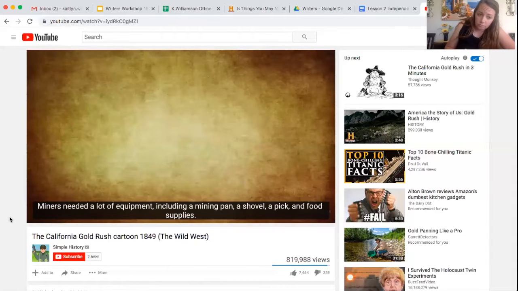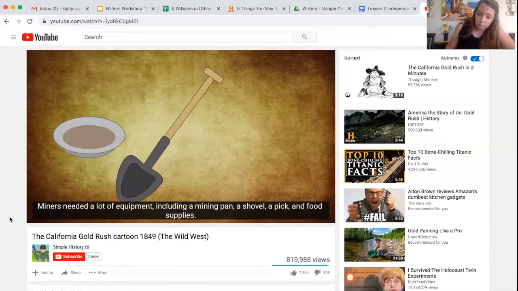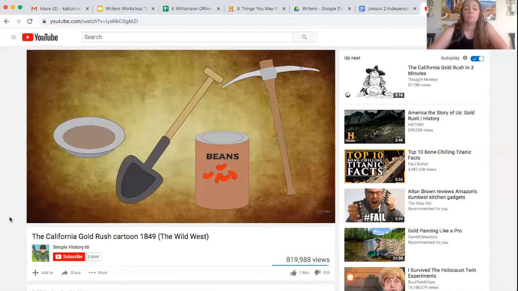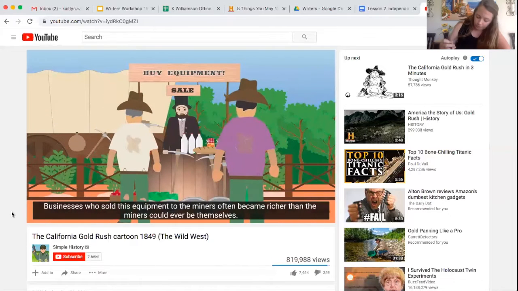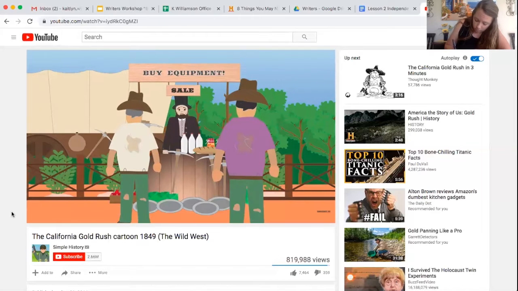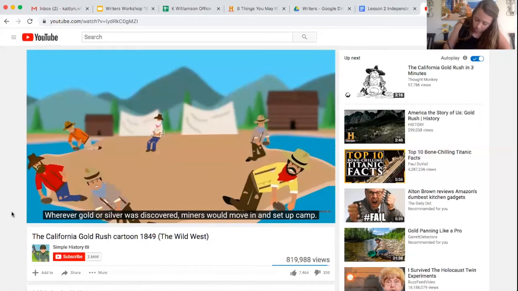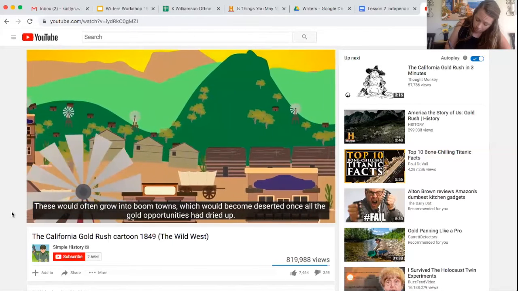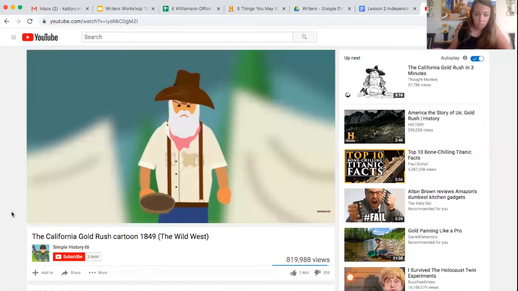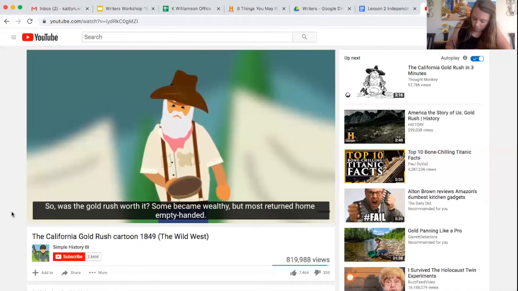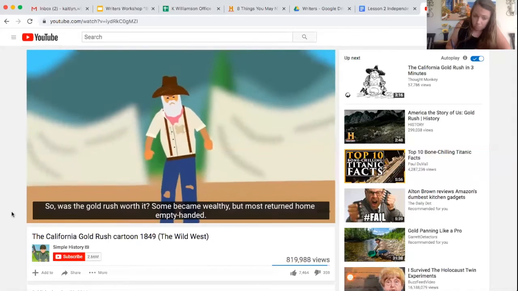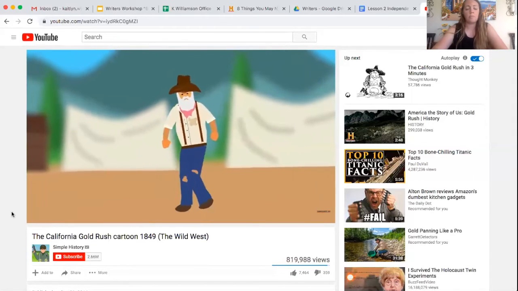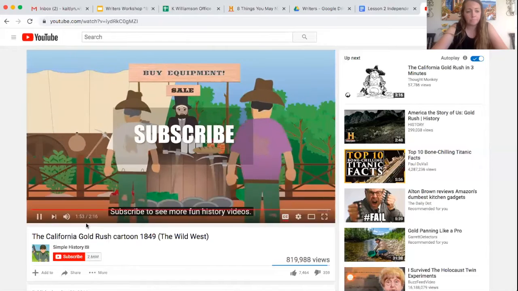Miners needed a lot of equipment, including a mining pan, a shovel, a pick, and food supplies. Businesses who sold this equipment to the miners often became richer than the miners could ever be themselves. Wherever gold or silver was discovered, miners would move in and set up camp. These would often grow into boom towns, which would become deserted once all the gold opportunities had dried up. So, was the gold rush worth it? Some became wealthy, but most returned home empty-handed. Subscribe to see more fun history videos.